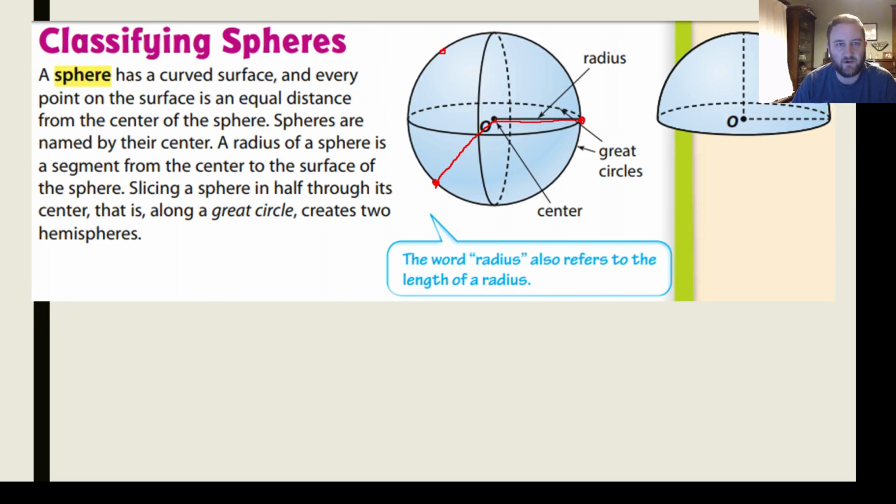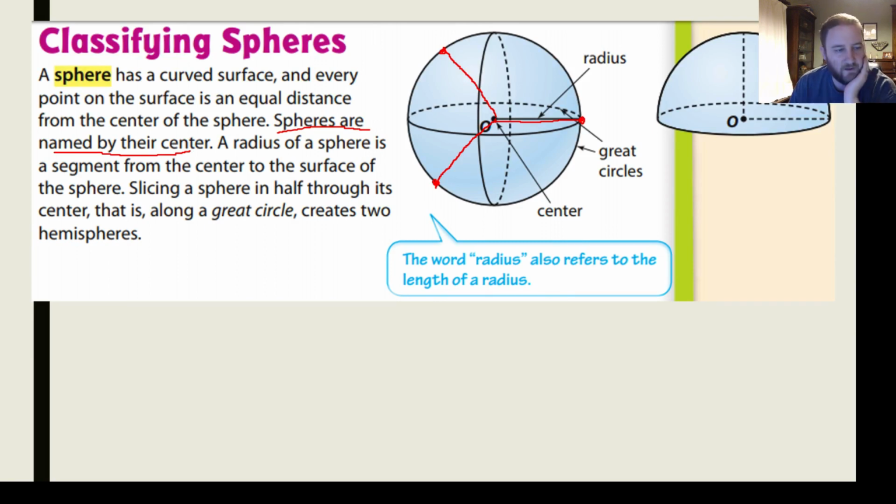Same as this outside point to the center is also the same distance. Okay, so any point on the surface of the sphere is equal distance to the center of the sphere as any other point on the surface. Okay, spheres are named by their center.